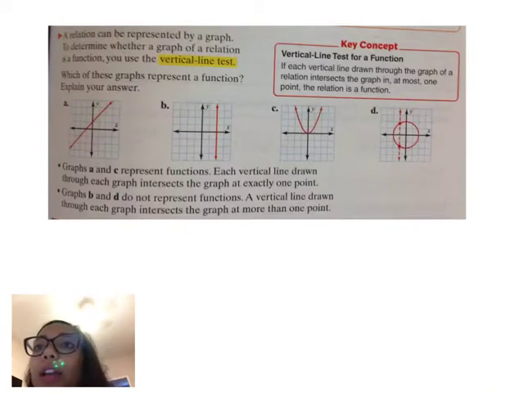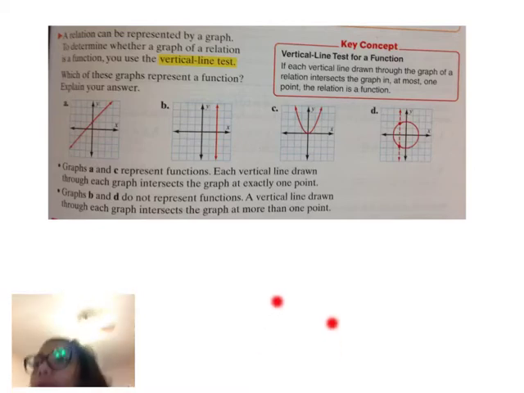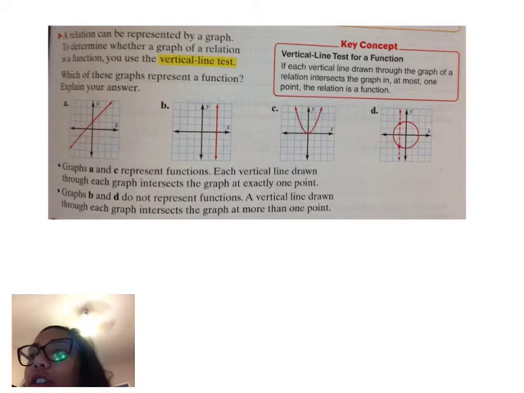A relation can be represented by a graph. To determine whether a graph of a relation is a function, you can use the vertical line test. This key concept is something that you need to know. Vertical line test for a function: if each vertical line drawn through the graph of a relation intersects the graph in at most one point, the relation is a function. So graphs A and C represent functions because each vertical line drawn through each graph intersects the graph at exactly one point. Graphs B and D do not represent functions because a vertical line drawn through each graph intersects the graph at more than one point.